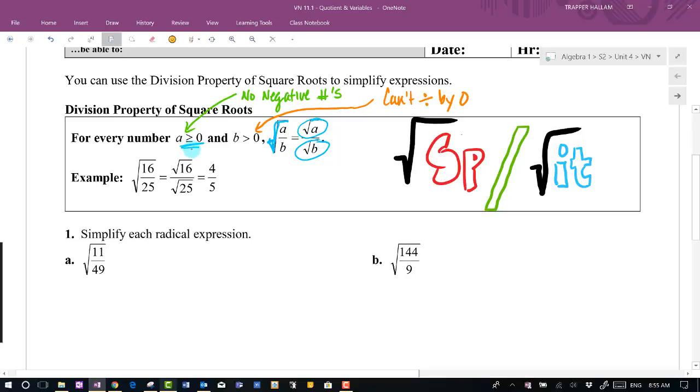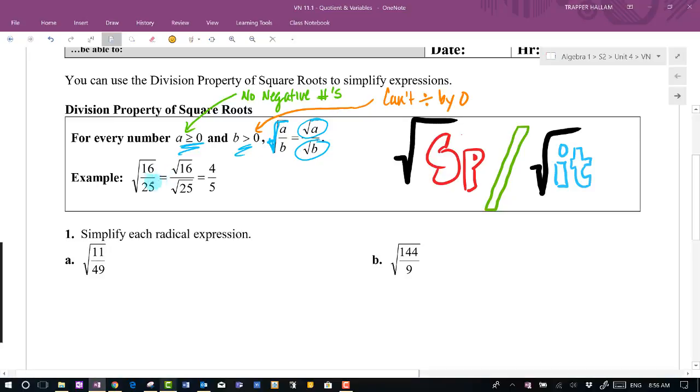Again, two things to note: the a value has got to be greater than or equal to 0, meaning that we're not going to be dealing with negative values right at this moment. That's another rule and another conversation for a different video. And two, we can't divide by 0. That doesn't make any sense generally, and it definitely doesn't make any sense here.